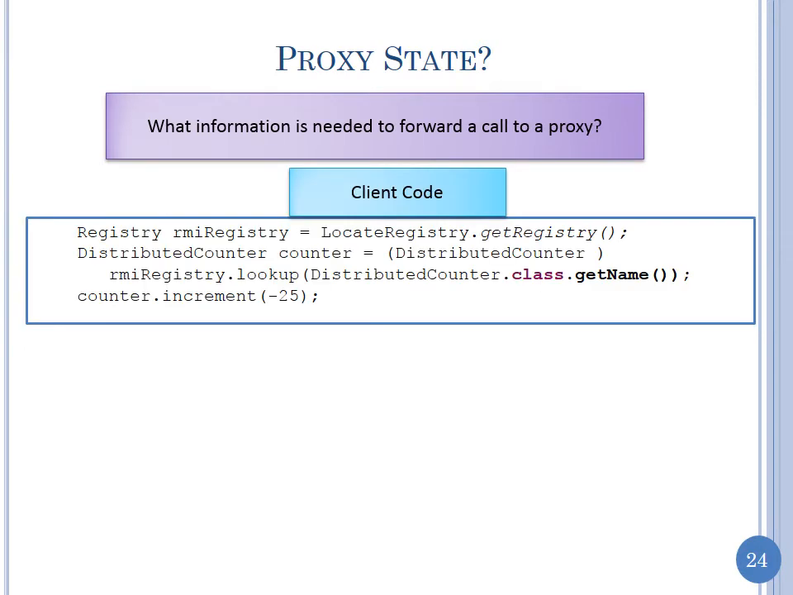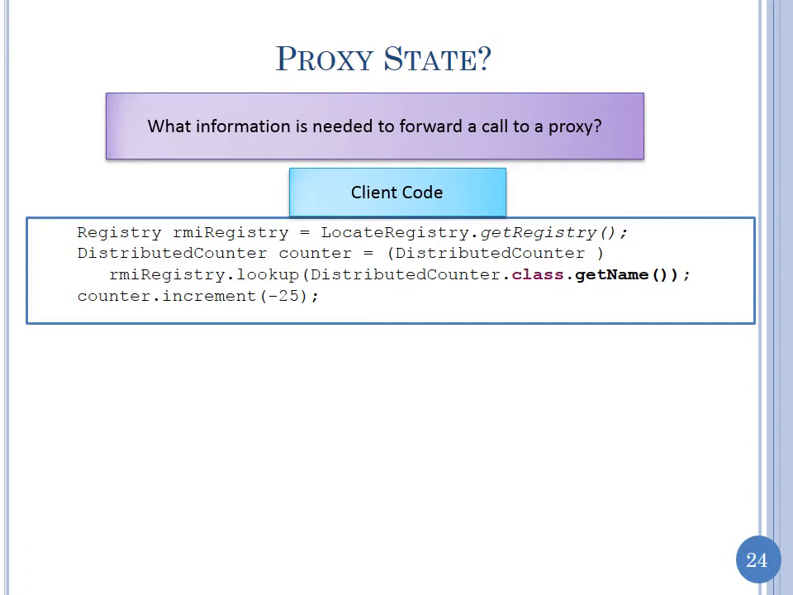And just to refresh your mind on how proxies are used and what state might be stored, let me remind you how proxies are used in clients and in servers. Client code first goes to a name server, and then looks up a proxy from the name server. When it does the lookup, it gives the external name of the object, and then it can do something like counter.increment(-25). We need to know what information must have been stored in counter to make sure that the increment goes remotely.